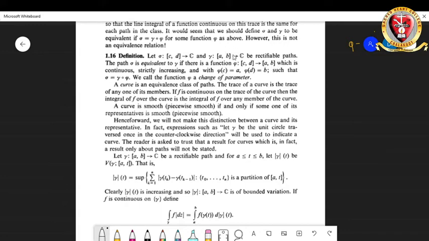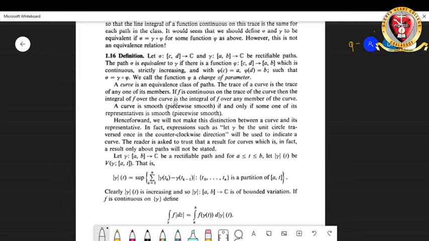path. And C is continuous and monotonically increasing, such that C(c) = a, C(d) = b, and sigma = gamma composition C. So sigma and gamma were the two paths which were given. Usually such a function will form an equivalence class of paths, and that is called a curve. And the trace of a curve is the trace of any of its members.